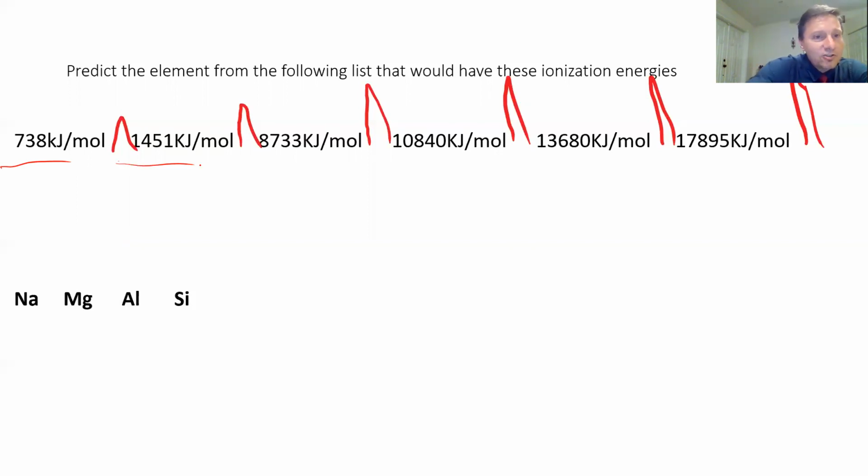Here we have one that's not too much more than that. It's basically doubled, 1451 kilojoules. That's going to be fairly easily removed. Now what happens here? You jump up 7 times, basically. That's not going to be removed too easily. 10,000, nope. 13,000, nope. 17,000, under normal means that's not going to be removed. So you're going to have 2 that are going to be removed.